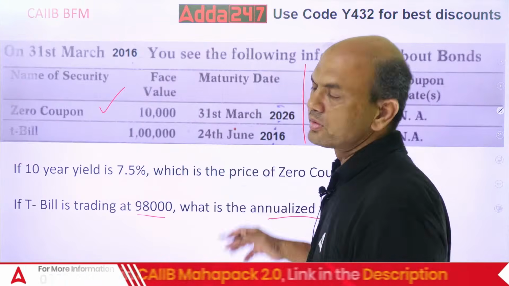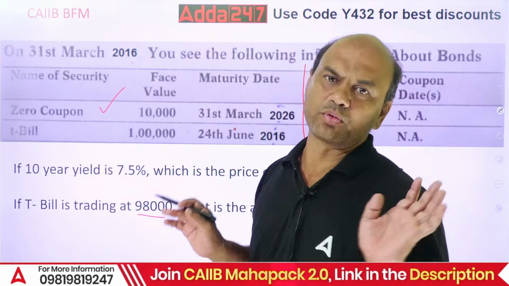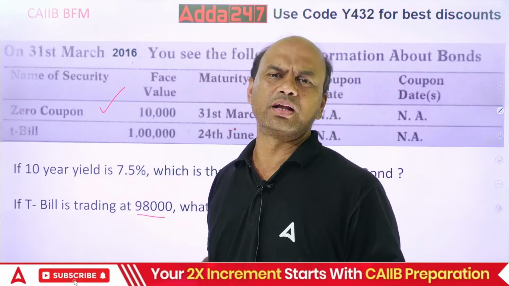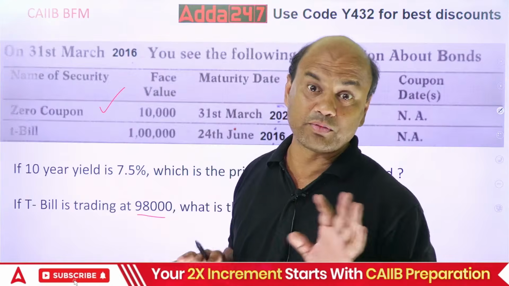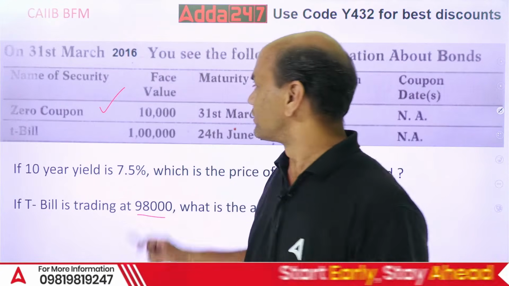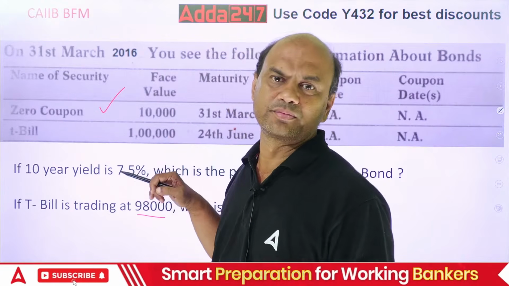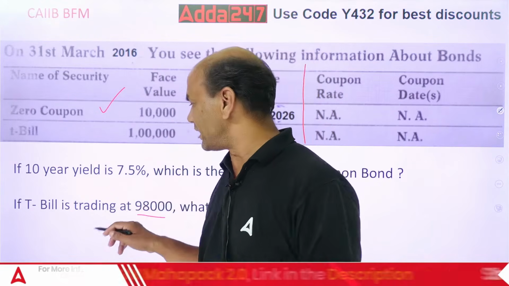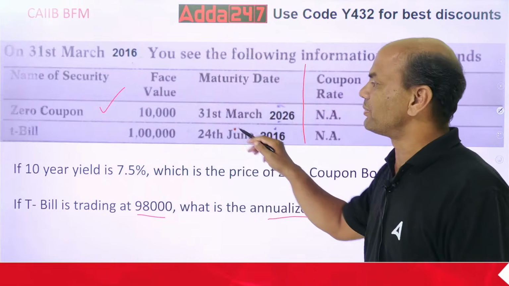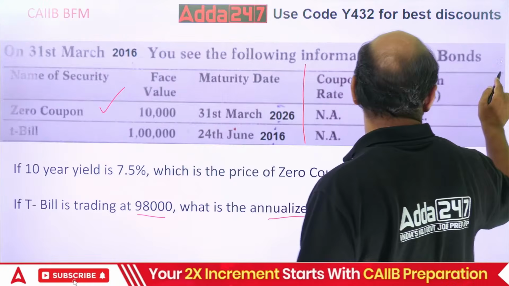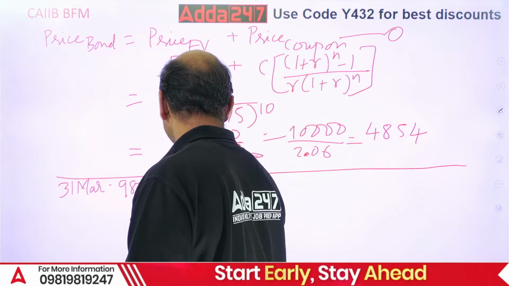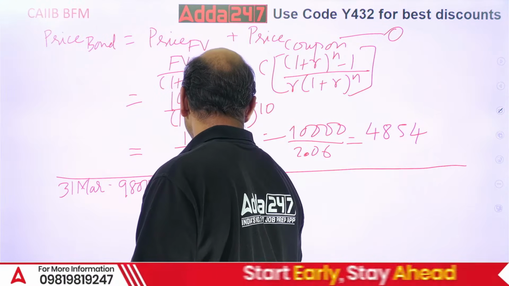See, face value. T-bill is always issued at a discount. Kindly note, T-bill is a zero coupon bond only. T-bill will never give you a coupon. Never. So I am investing 98,000 on 31st March and on 24th June I am getting 1 lakh rupees.